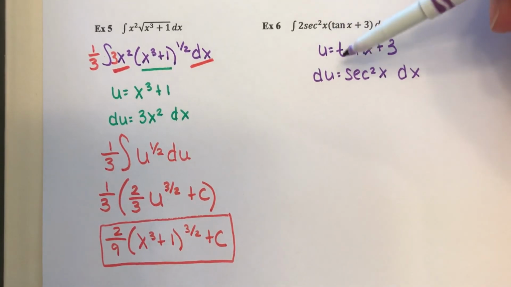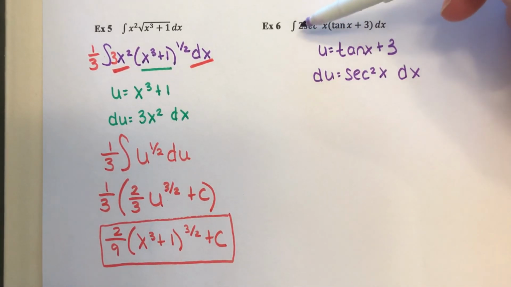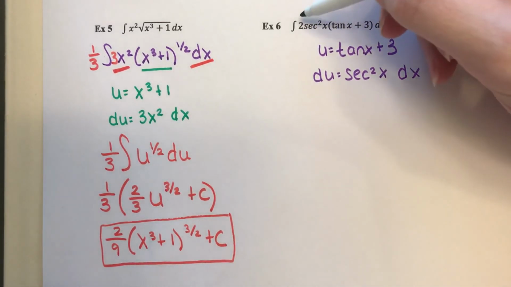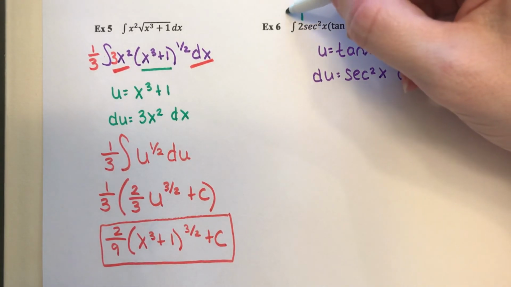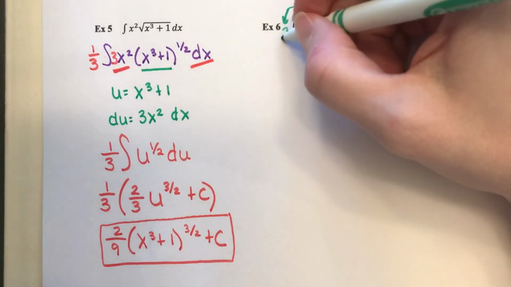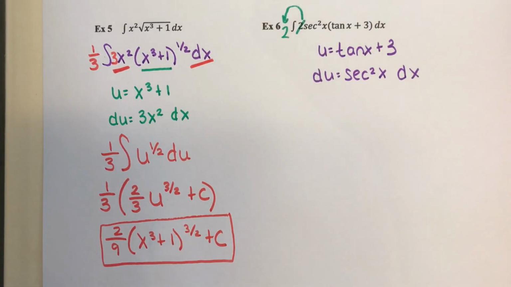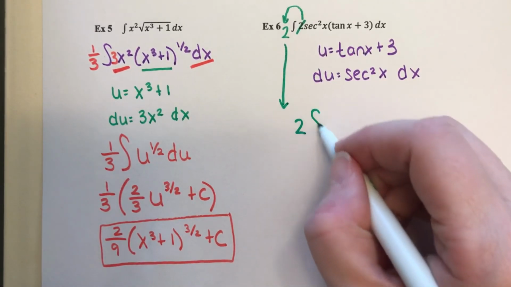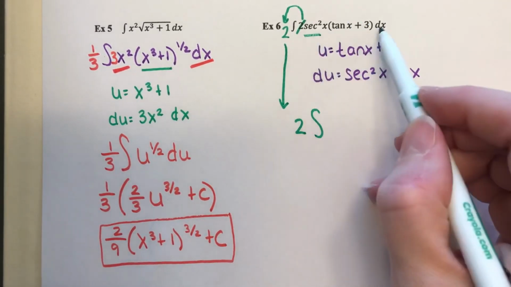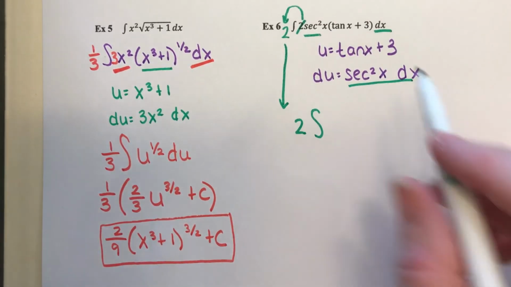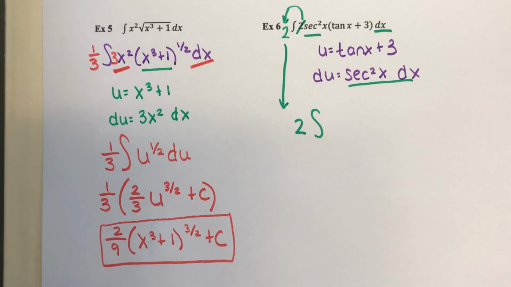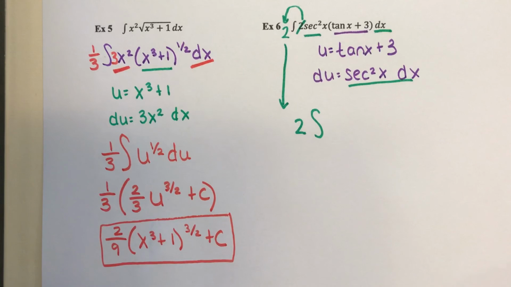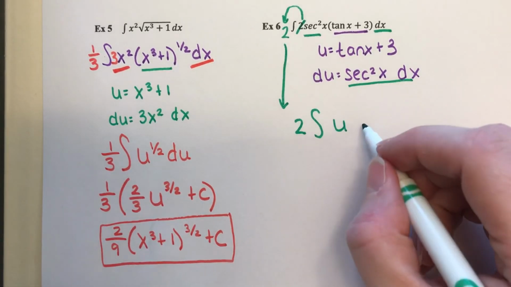Now with this one, I don't have to add anything in. I actually have an extra part here. But the extra part is just a constant. So what we can do, if we have a constant that we don't need in the problem, we can pull it out to the front. And now I'm ready to write my integral. So I'm just going to bring this 2 down. So 2 times the integral, secant squared of x dx, right? That becomes my du. And then tangent of x plus 3 is my u. So that would be u du.